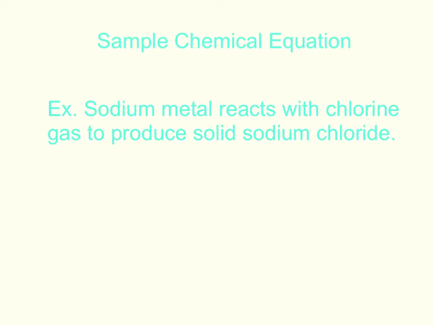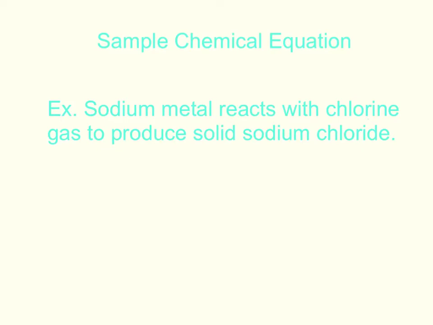We're going to go through a sample chemical equation. This is a word equation in the example. It says sodium metal reacts with chlorine gas to produce solid sodium chloride. All you've got to do is watch on this one. You'll be able to practice here in just a second. But I want to show you some things that you should be looking for.